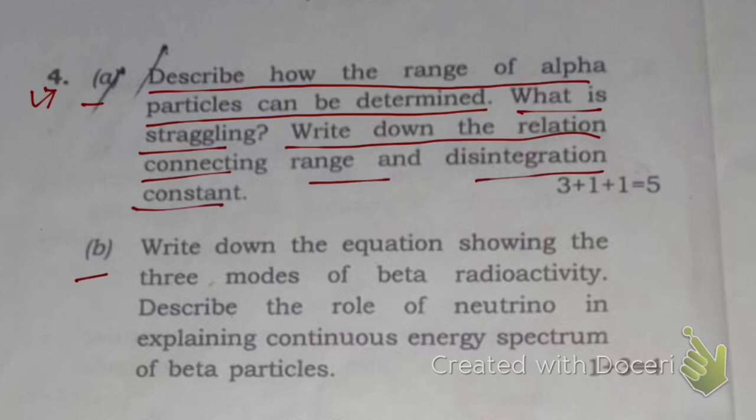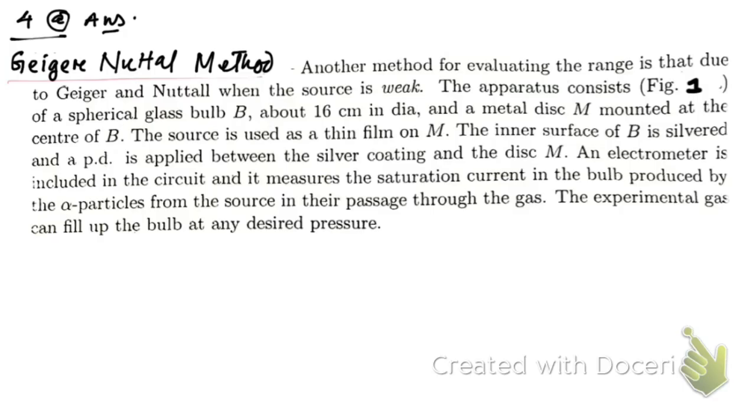Now you see, what do you mean by range? Range is the distance through which an alpha particle travels through a specific material before stopping. So that is the range. There are different methods to determine this, but today we're going to discuss the Geiger-Nuttall method.